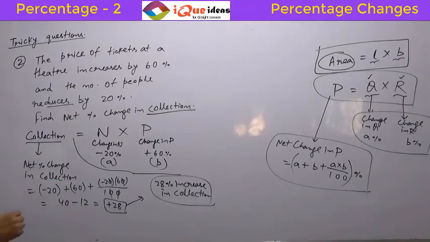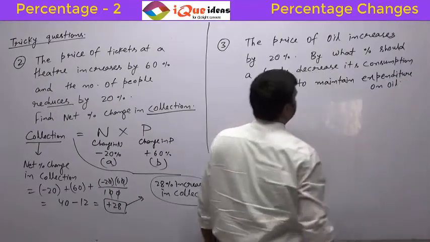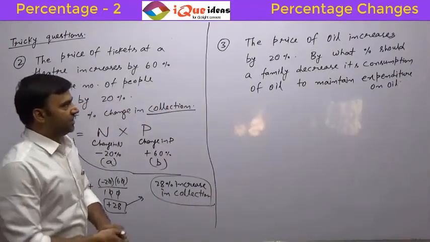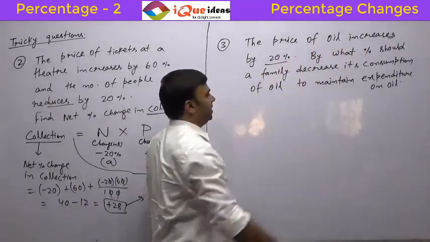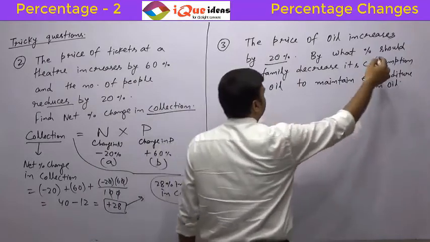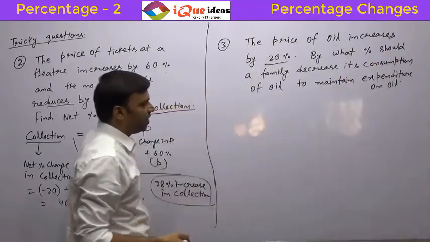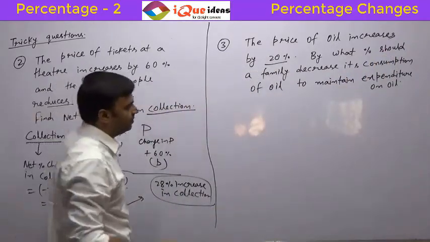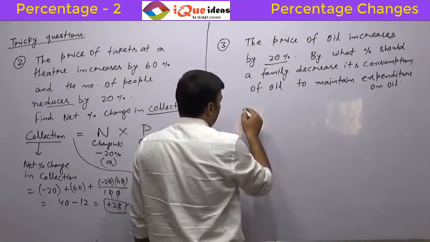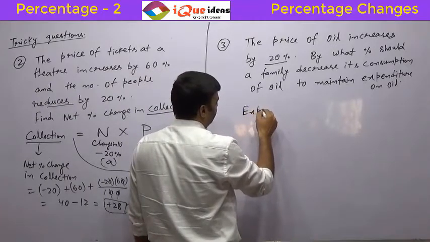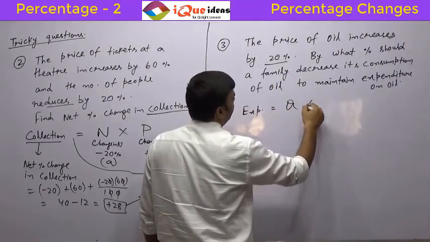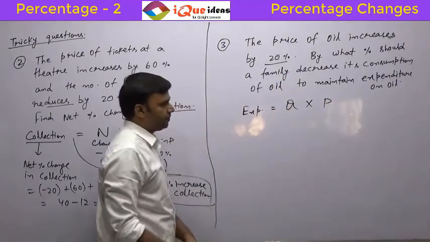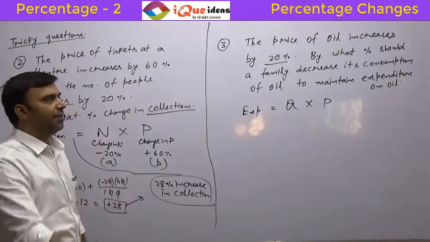Alright, let's take one more situation in this. Now, this question is again a tricky one. The price of oil increases by 20%. By what percentage should a family decrease its consumption of oil to maintain expenditure of oil? Right? Let's see. How do you calculate the expenditure on anything? The expenditure will be equal to the quantity into the price.